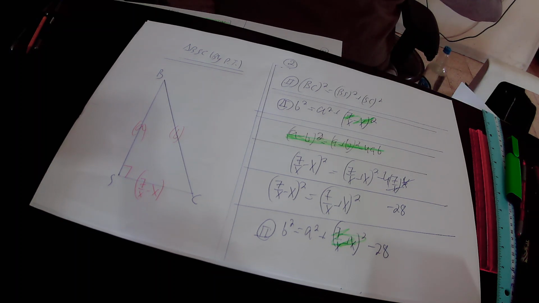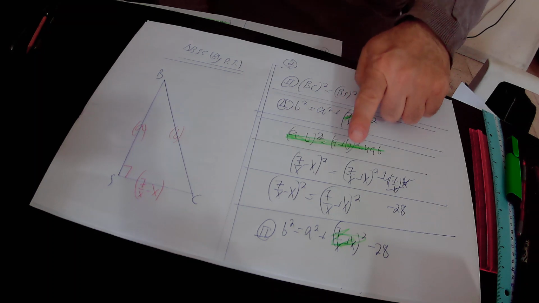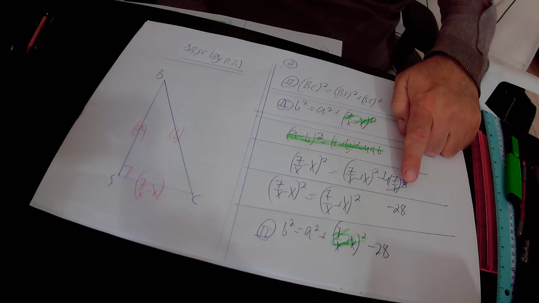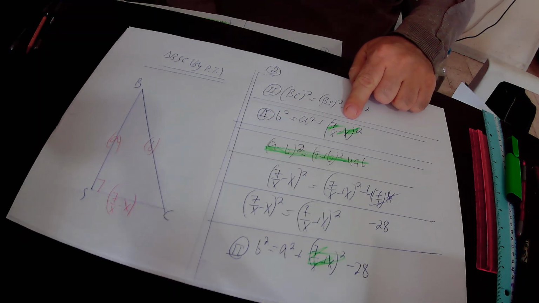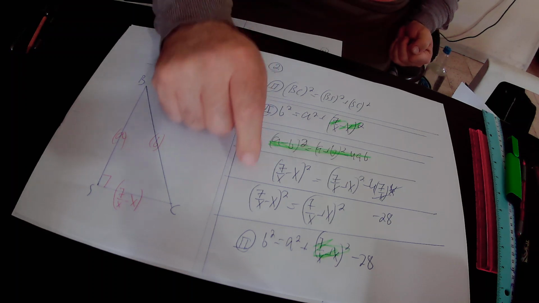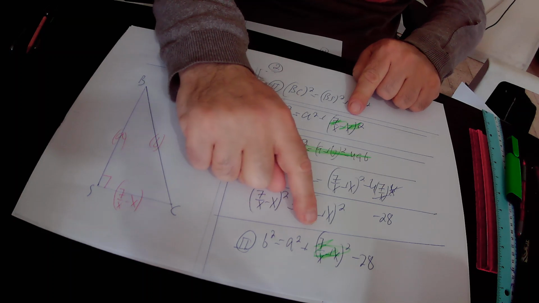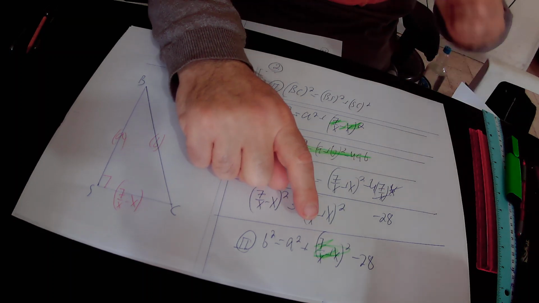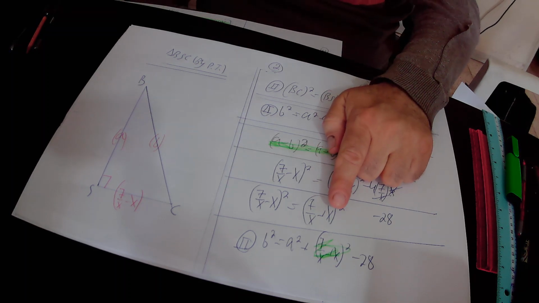So in conclusion, we found out that (7 over X minus X) square, according to this algebraic identity, equals (7 over X plus X) square minus 28. Therefore, we can substitute (7 over X minus X) square in this equation 2 by (7 over X plus X) square minus 28. We did it and found out that according to equation 2, B square equals A square plus (7 over X plus X) square minus 28.